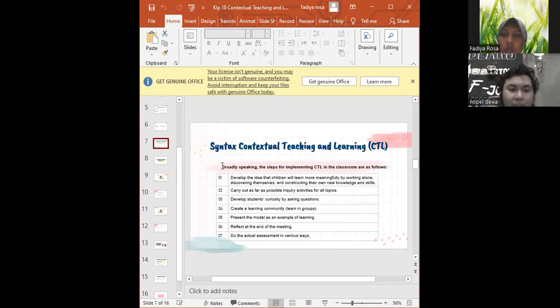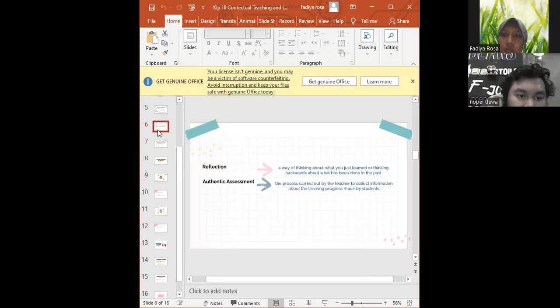The last one is authentic assessment, the process carried out by the teacher to collect information about the learning process made by students.